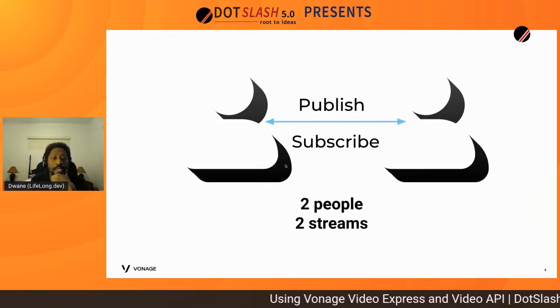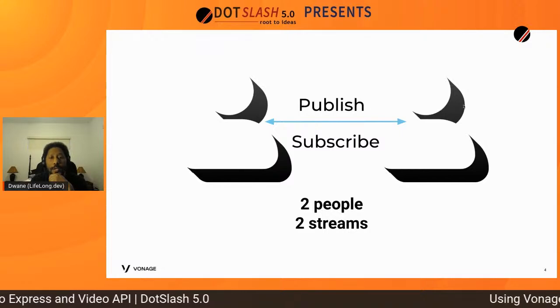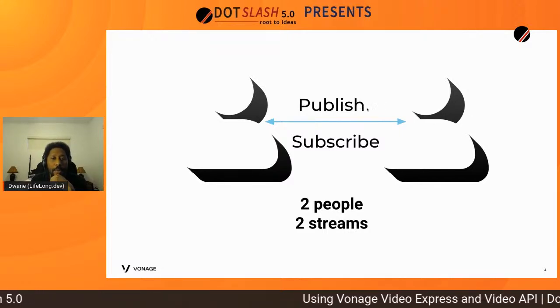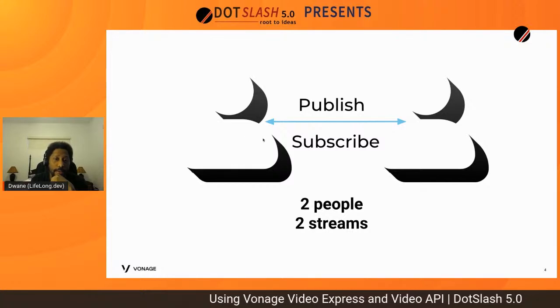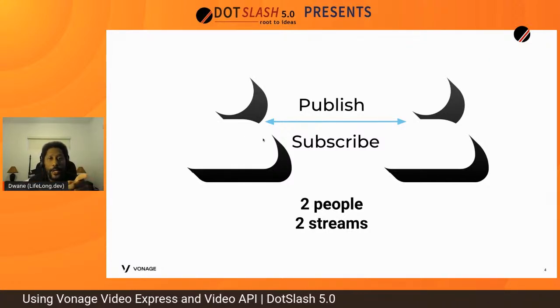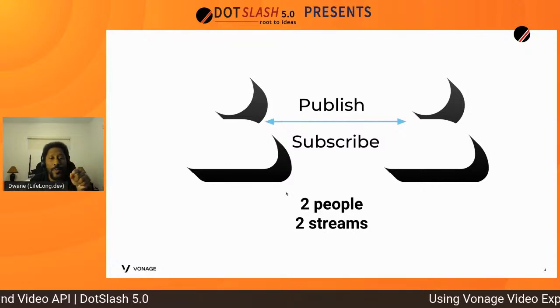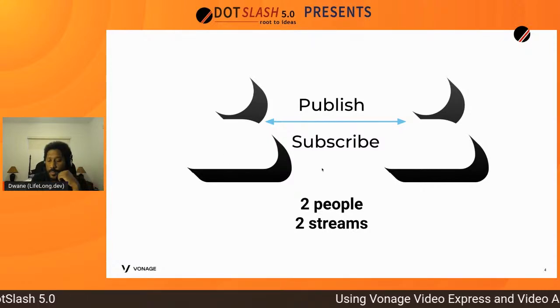But the important thing is, let's just say there's two people. One person is sending their video, and that's the publishing. They're publishing their video to the other person, while at the same time the other person is subscribing to their feed. So it's a two-way thing. You're publishing your feed and subscribing to the other person's feed. So you can see there's two people, two streams.